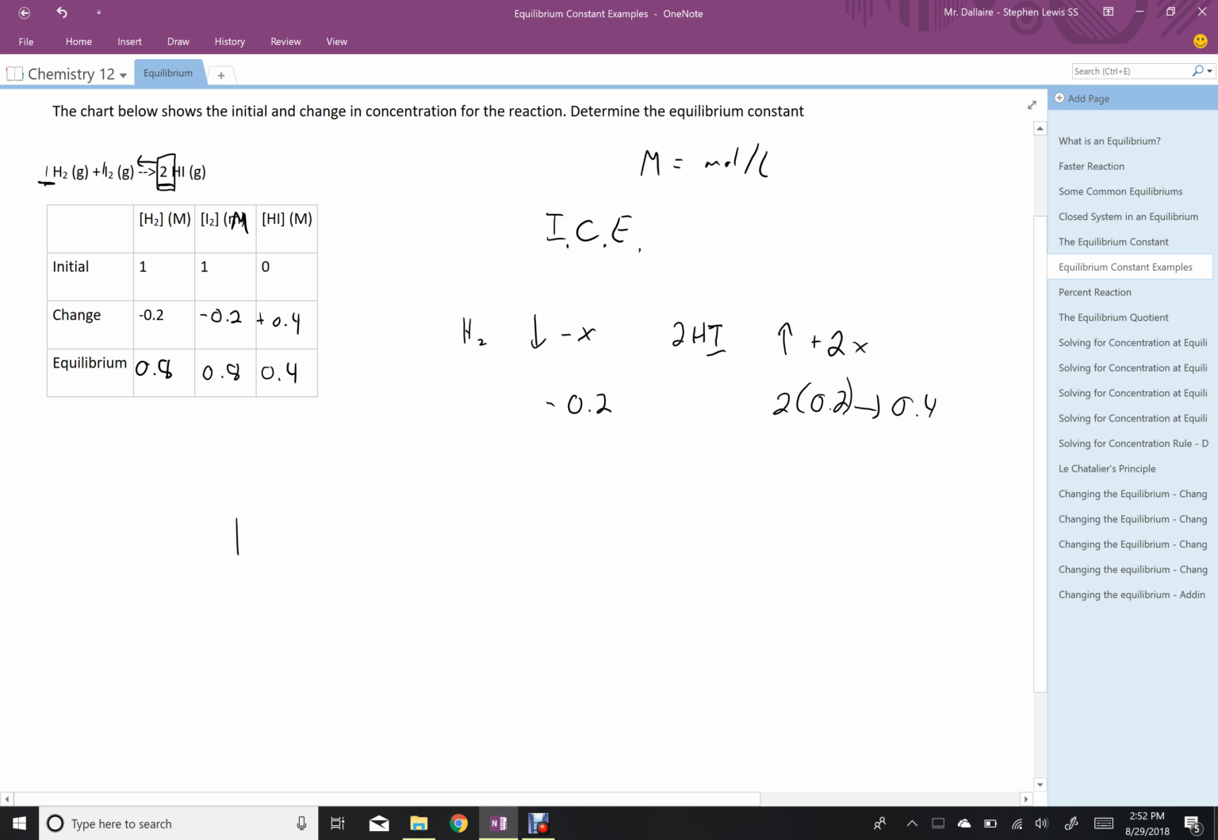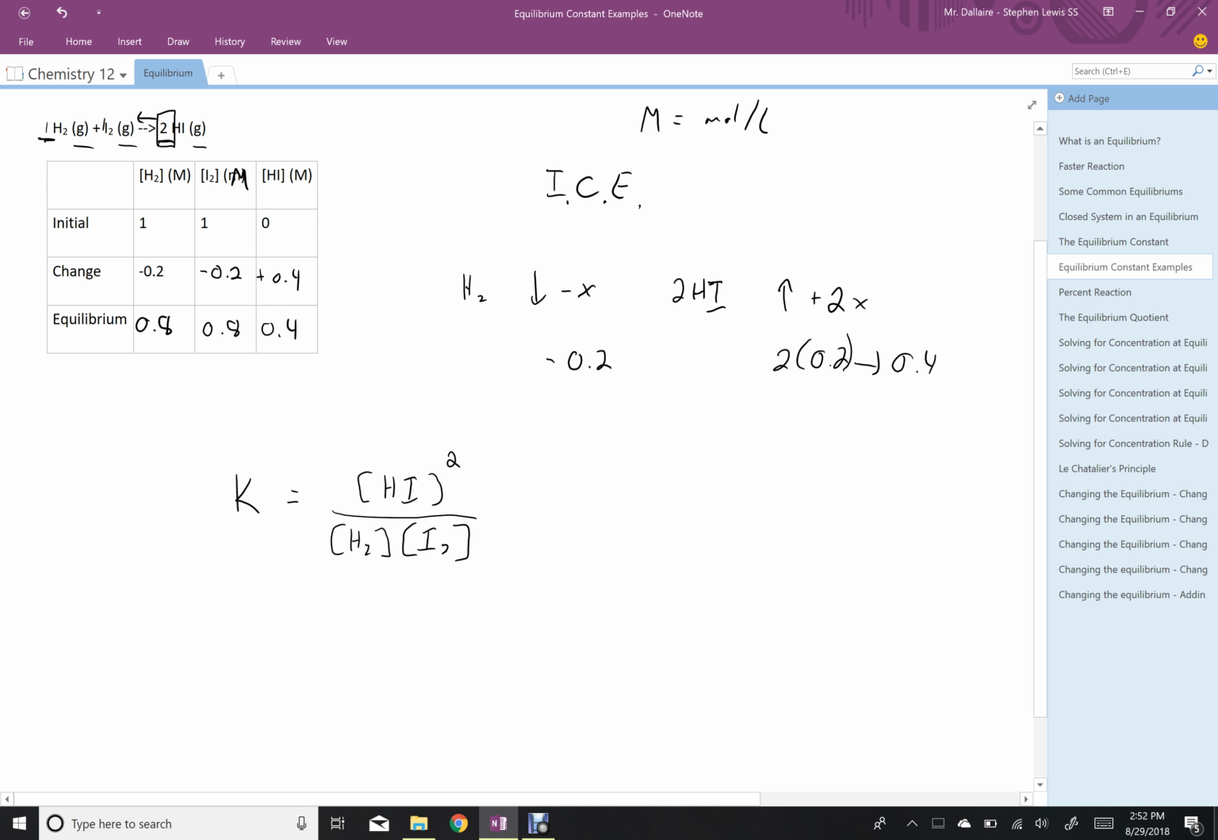Now my equilibrium equation puts my products over my reactants. So I have my HI over my H2 and my I2. I include all the species here because they're all gases. I don't have any solids or liquids. Nobody's fixed, so I include them all. And don't forget that my exponent here, 2, comes from the coefficient on the HI.